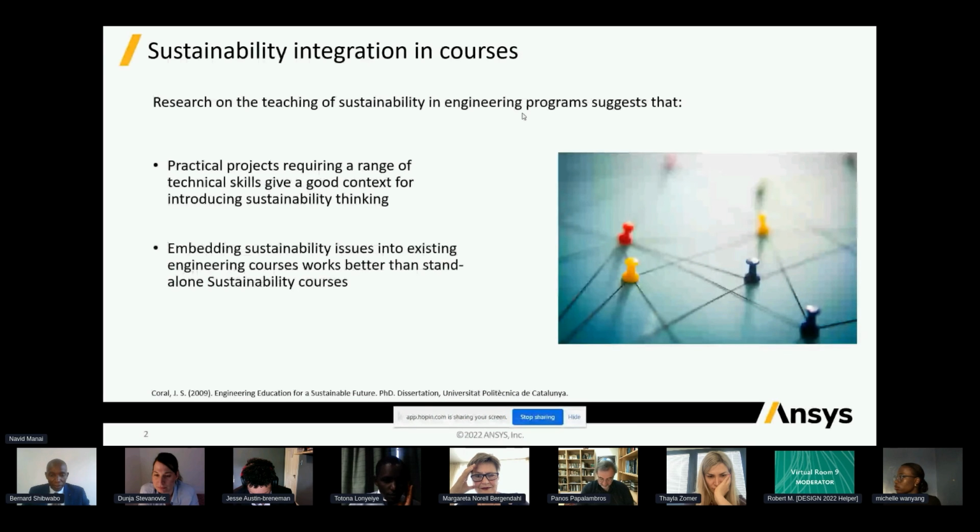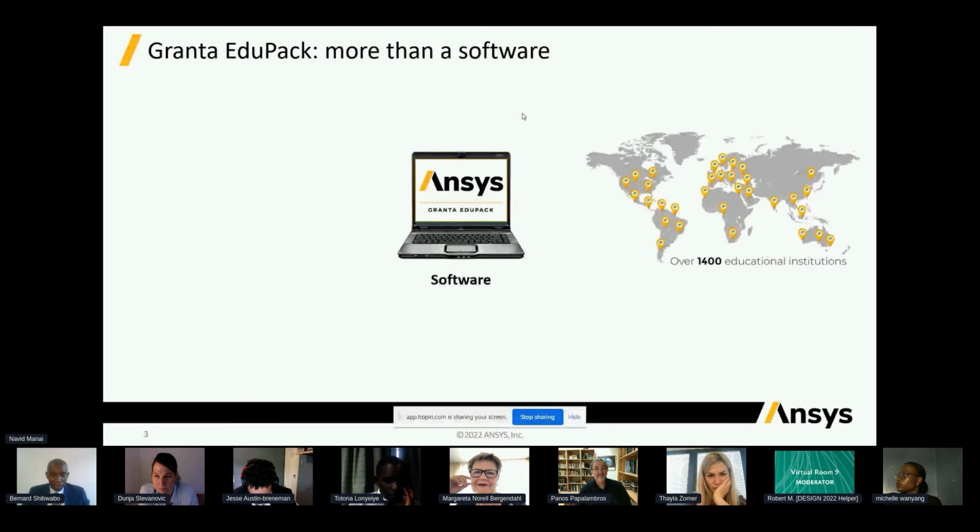And the second thing that we noticed was that having sustainability throughout the curriculum of an engineering student from year one to the final year is much more effective in teaching this concept as opposed to having a standalone course that students would be done with when they are done with that course. So hopefully EduPack would be helpful for these 2 points.